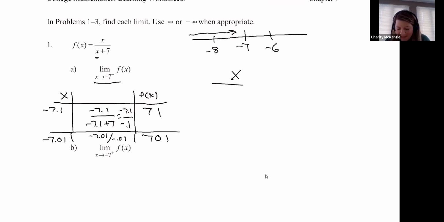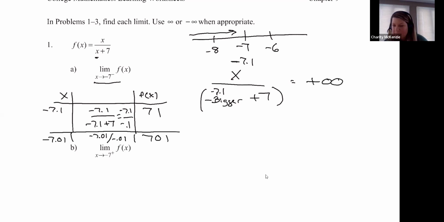So I have x on top, but they think through that this number is going to be negative and a little bit bigger, because it's like -7.1 or so, right? And then I'm adding 7. And they want you to think through, if you put in the numbers, that this up here would be negative, because I'm putting in a -7.1 or -7.01 or whatever. So they want you to think through, this would be negative on top. This negative plus a positive, and it's bigger, would stay negative. Negative over negative is a positive, so it's going to positive infinity.